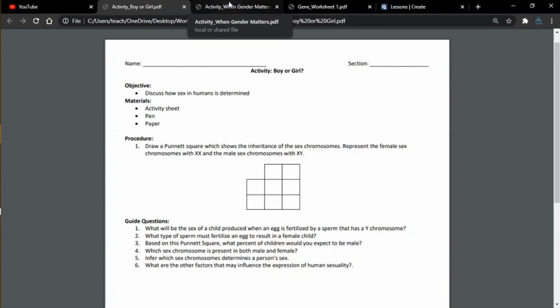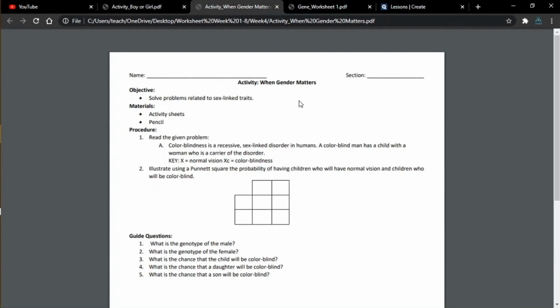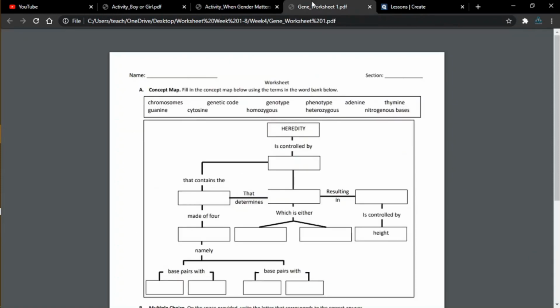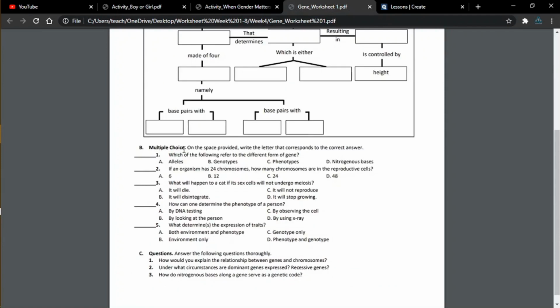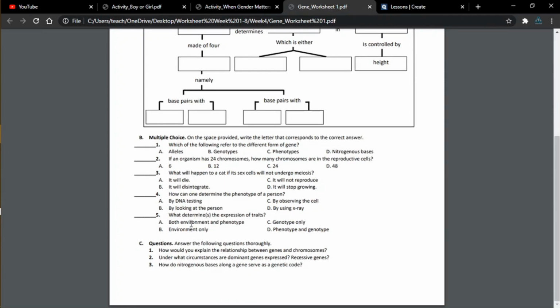The second activity that you need to answer on the third day is entitled When Gender Matters. You need the activity sheet and a pencil. Using a Punnett square, you are going to show the probability of the children who will have normal vision and children who will be colorblind if a colorblind man marries a woman who is a carrier of the colorblind gene. After doing the Punnett square, you are going to answer the 5 guide questions. Also, after finishing that worksheet, you are going to answer this concept map about heredity and answer part B, multiple choice, items 1 to 5, and the questions on part C, items 1 to 3.